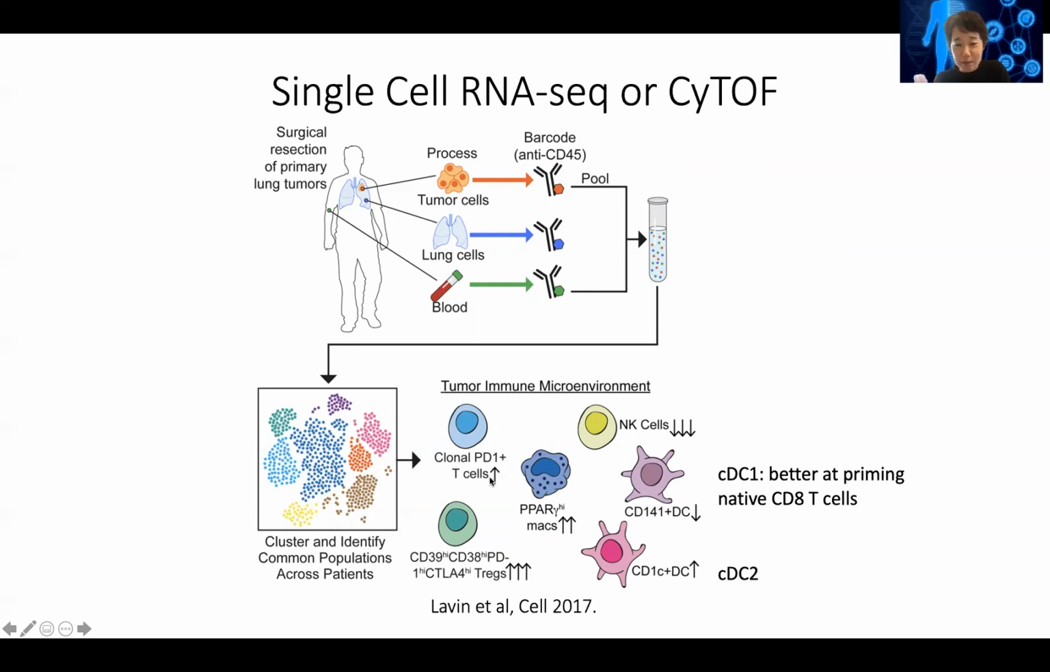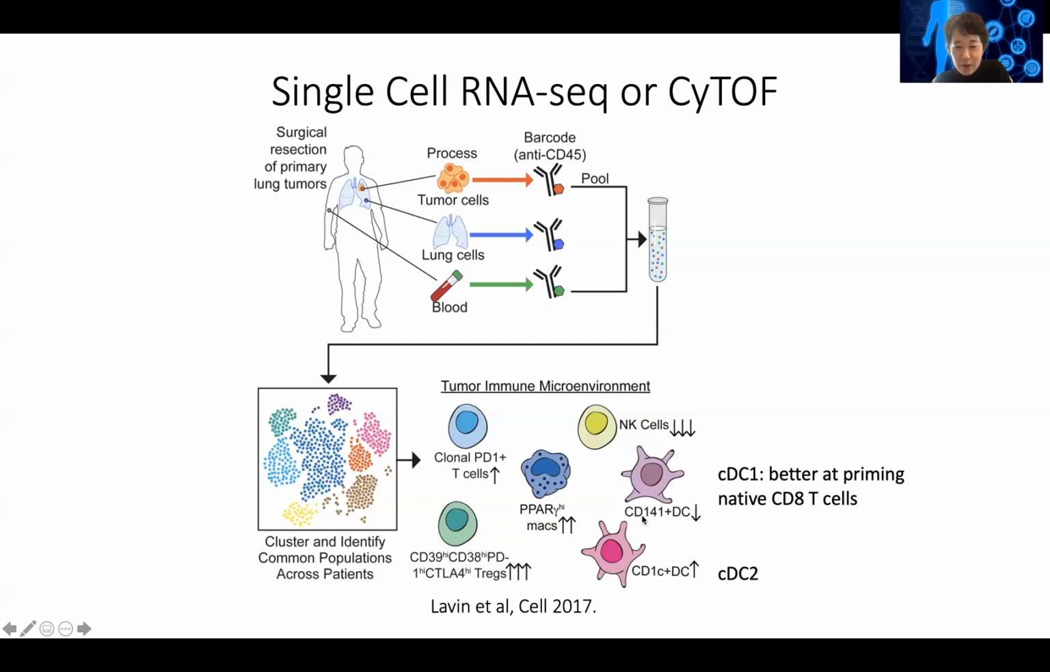meaning that they can see the T cells becoming a little bit exhausted. They see an increase of CTLA-4 high regulatory T cells. Tregs are also bad. They suppress T cell activation. And they see the PPAR gamma high macrophage. This is a macrophage going more towards the M2 phenotype. They see a decrease in NK cells, and they also see two different dendritic cell populations.